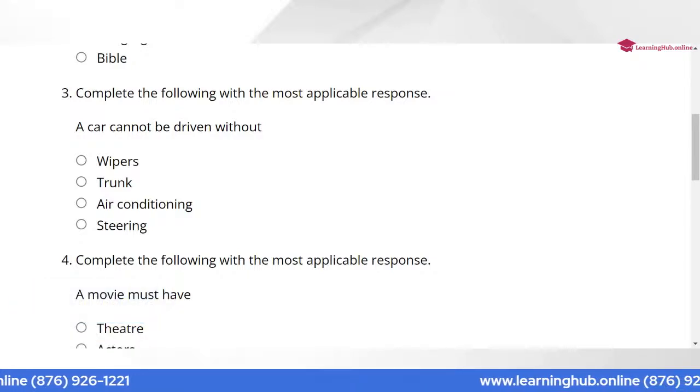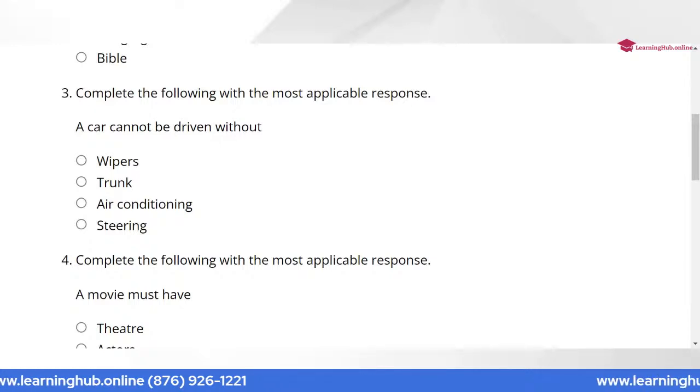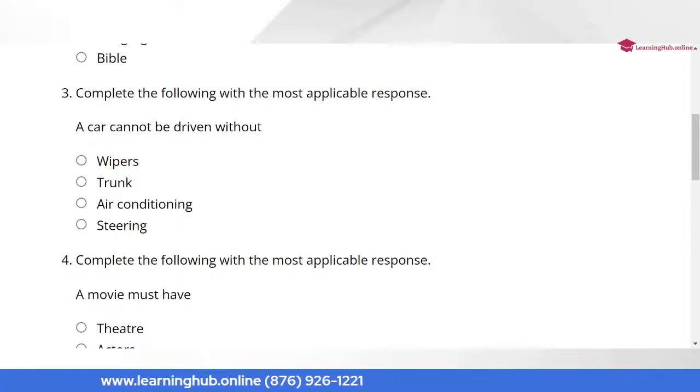How about this question, guys? A car cannot be driven in summer without... What would you put there? Would it be wipers, trunk, air conditioning, or steering? A car cannot be driven in the summer without wipers, trunk, air conditioning, steering. What's the answer for that?